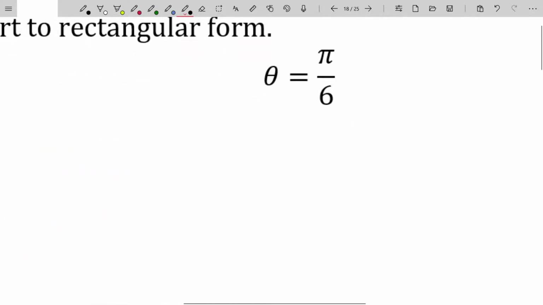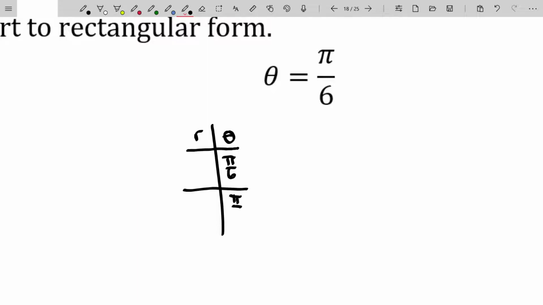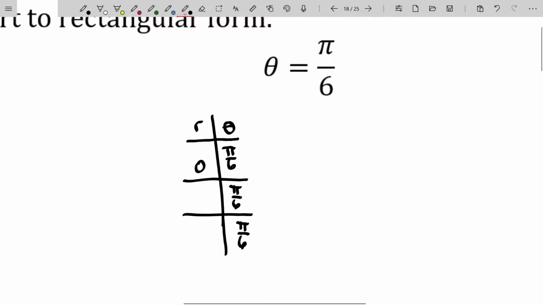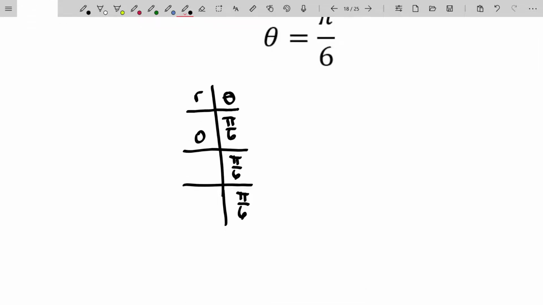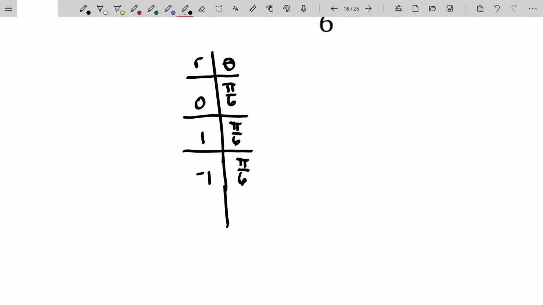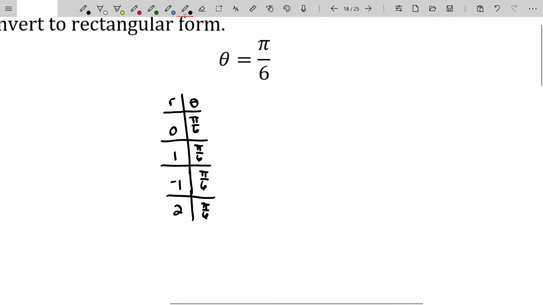Let's see what happens. So remember, we have r versus theta. Theta is always pi over 6. I mean, really, always pi over 6. So no matter what your radius is, if your radius is 0, well, theta is pi over 6. If your radius is 1, pi over 6. If your radius is negative 1, it's pi over 6. If your radius is 2, it's pi over 6, right? No matter what, your angle is always pi over 6.